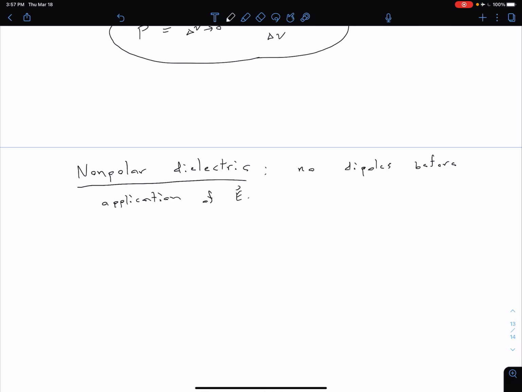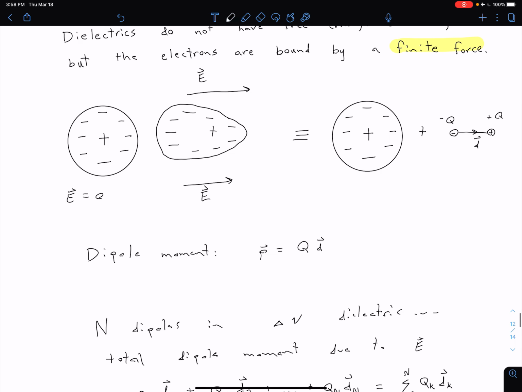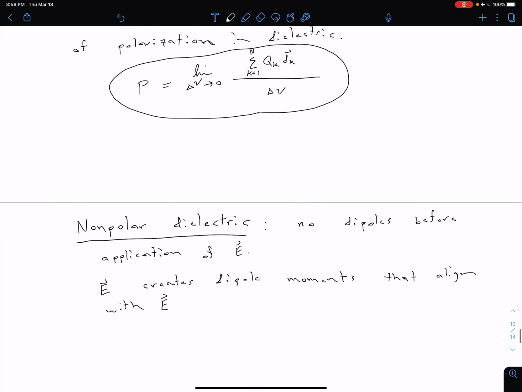But once we apply that E, our E field is going to create dipole moments which are going to align with the direction of E. So E creates dipole moments that align with E. By align with E, we mean they're going to be parallel, the same way we can see that this dipole moment is parallel with our electric field that was applied in this simple case. So nonpolar dielectrics is one type.